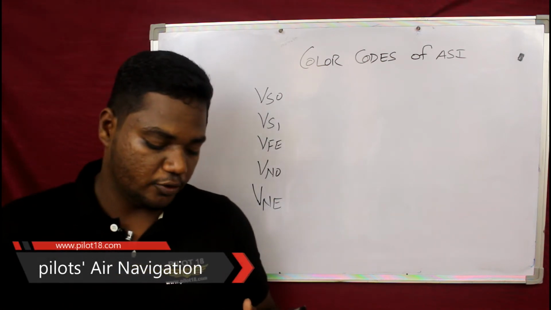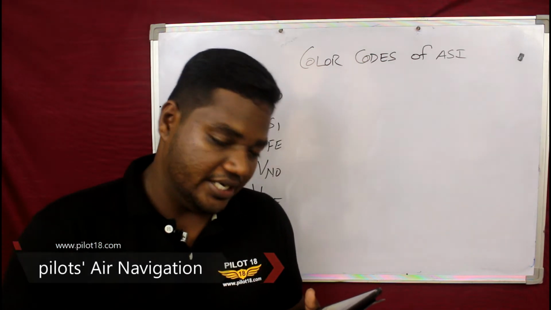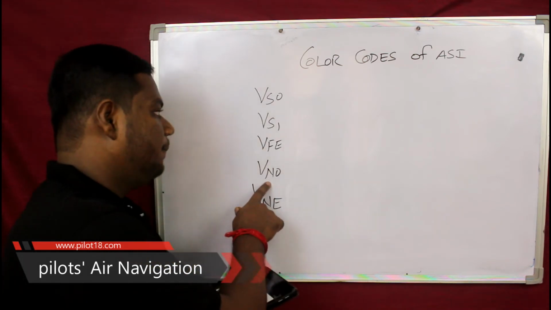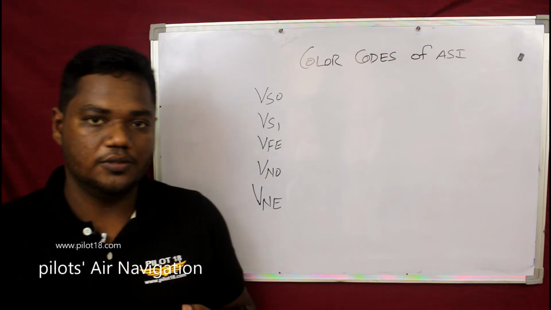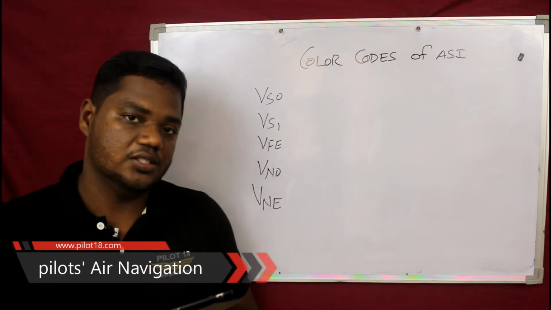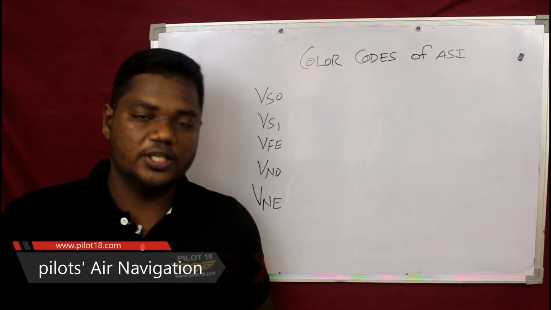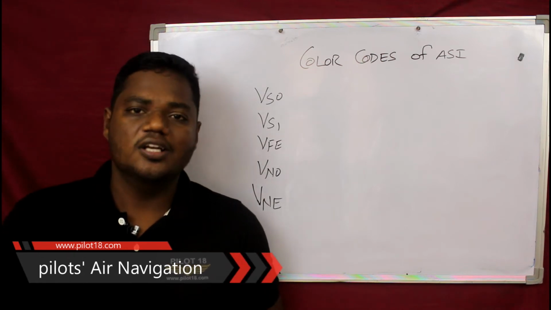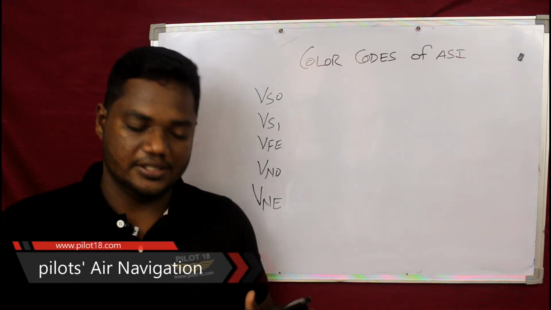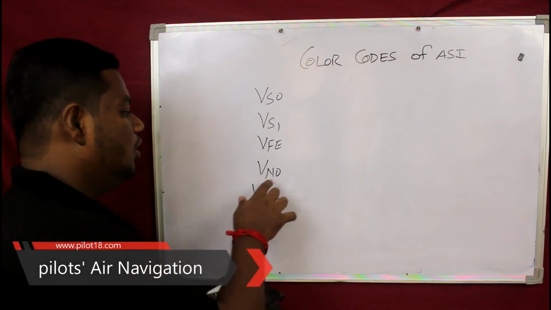Okay, next let's come to the green arc. The green arc starts at approximately 48 and ends at 128 knots. So the lower end of the green arc is 48 knots, which is known as VS1, and the upper end of the green arc is 128, which is known as VNO. VS1 is the stalling speed in clean configuration. VSO, we have seen, is the stalling speed in landing configuration. VS1 means stalling speed in normal clean configuration, which means no flaps and no gear. But for some aircraft, the landing gear is fixed, so we do not consider the landing gear, only the flaps. The upper end of the green arc ends at 128 knots, which is known as VNO, normal operating speed.